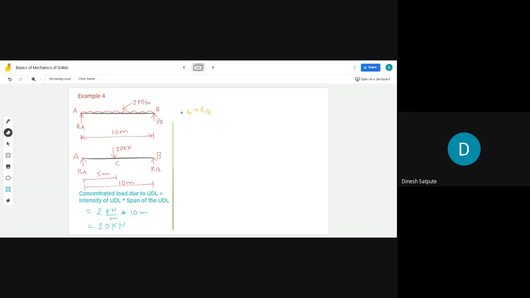Is equal to 20 kilonewton. 20 kilonewton. Very good. Ra plus Rb is equal to 20 kilonewton. And this is your equation number 1, you can say.